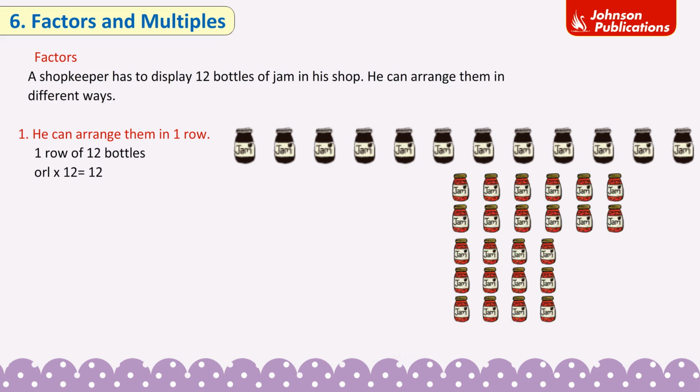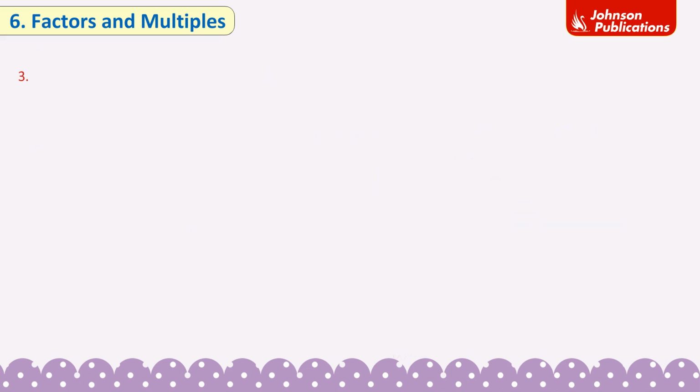Number 2. He can arrange them in two rows. Two rows of 6 bottles, that is, 6 multiplied by 2 is equal to 12. Number 3. He can arrange them in 3 rows. 3 rows of 4 bottles, that is, 3 multiplied by 4 is equal to 12. Here, 1, 2, 3, 4, 6, 12 are all factors of 12.